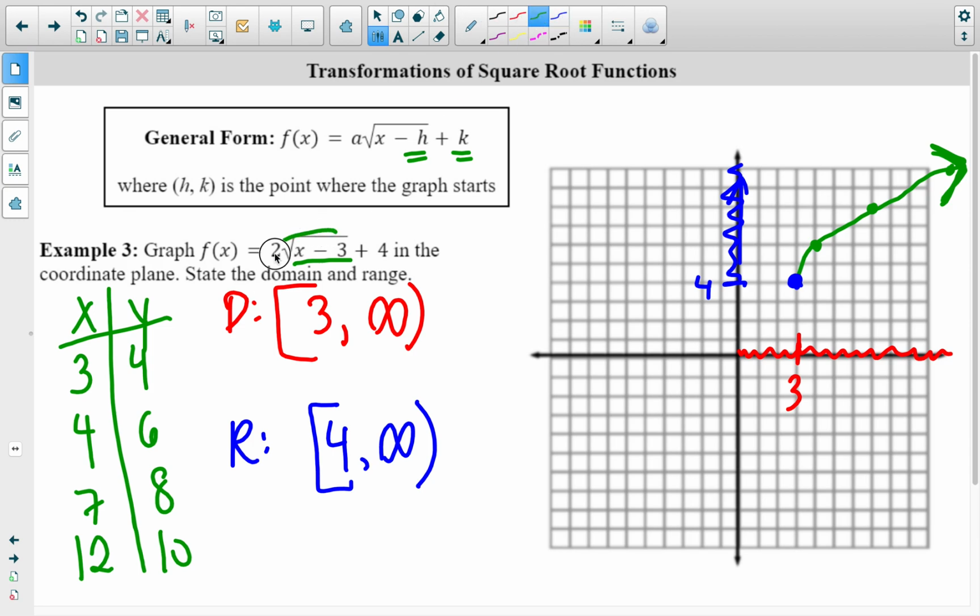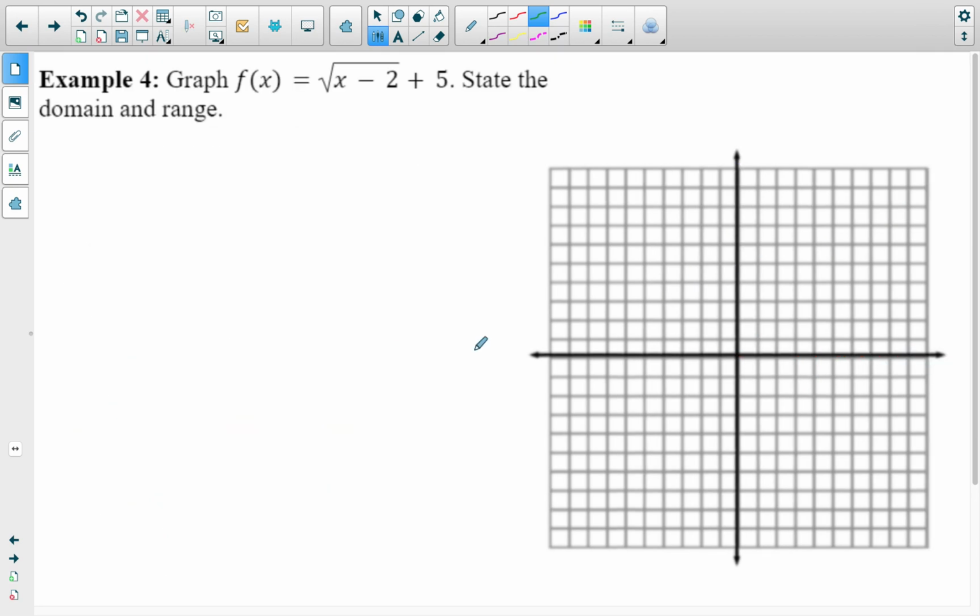Another way you could get that domain without looking at its graph, you could say, okay, I need x minus 3, that part under the radical, to be greater than or equal to 0, meaning I need x to be greater than or equal to 3. For range, I'm just going to suggest that you look at the graph because it's easier.